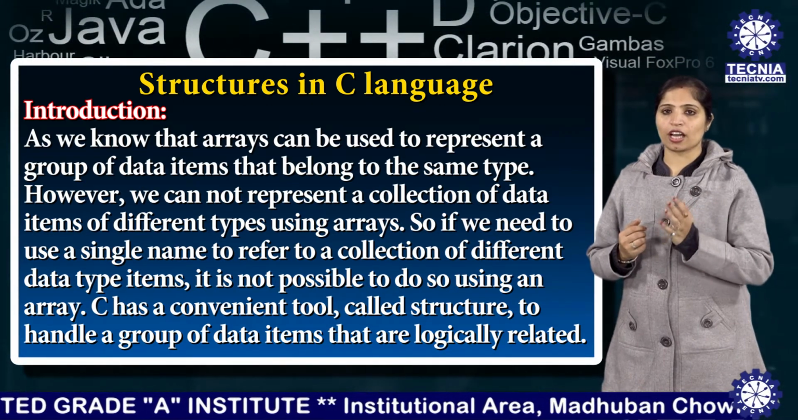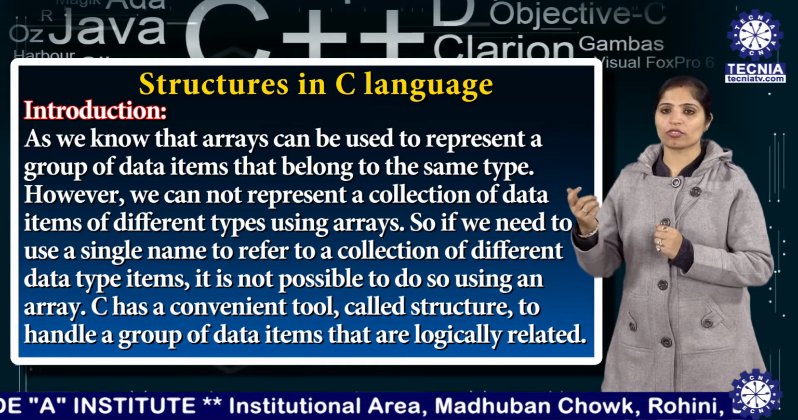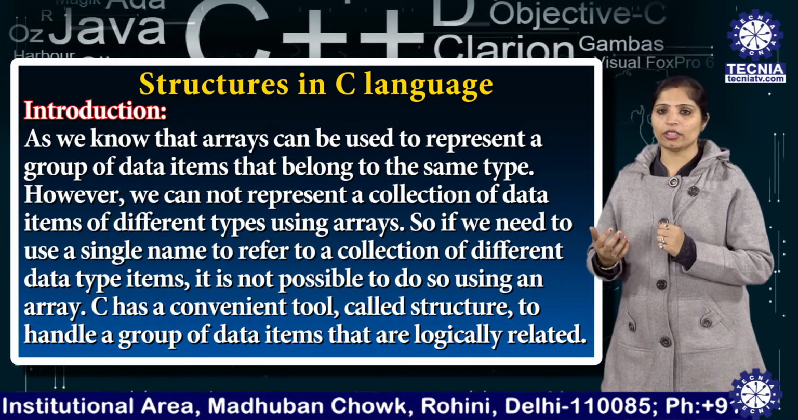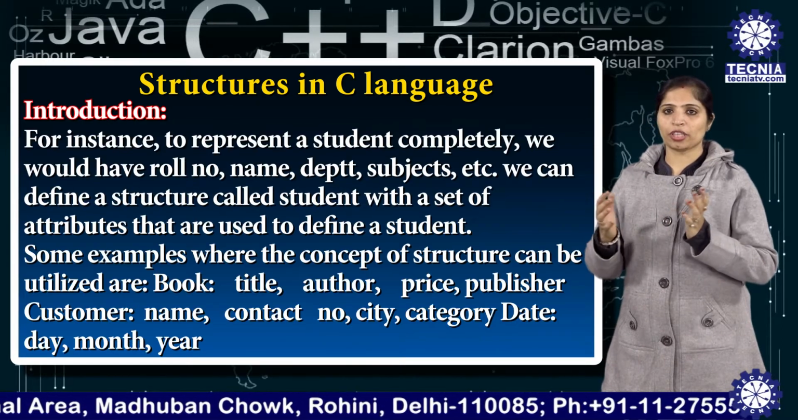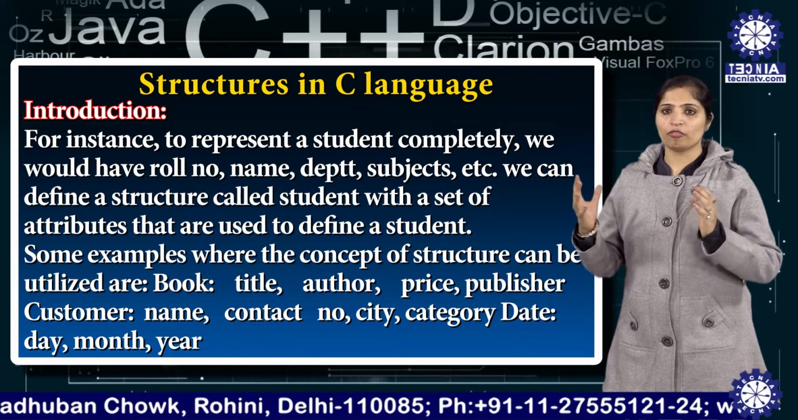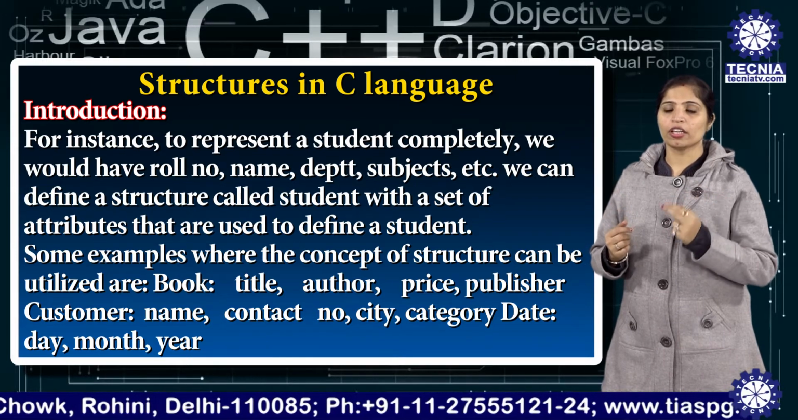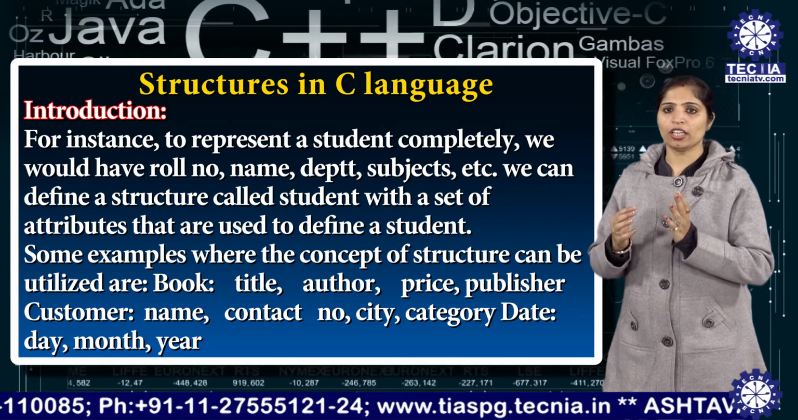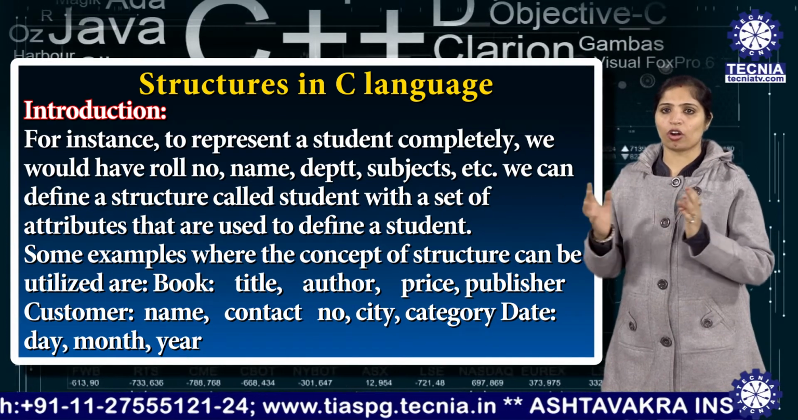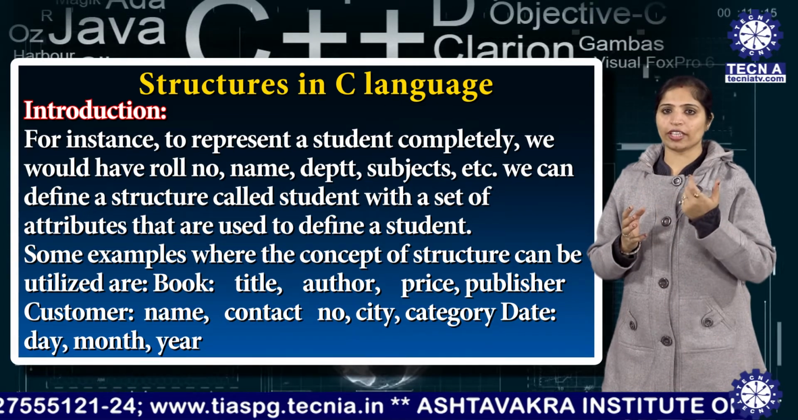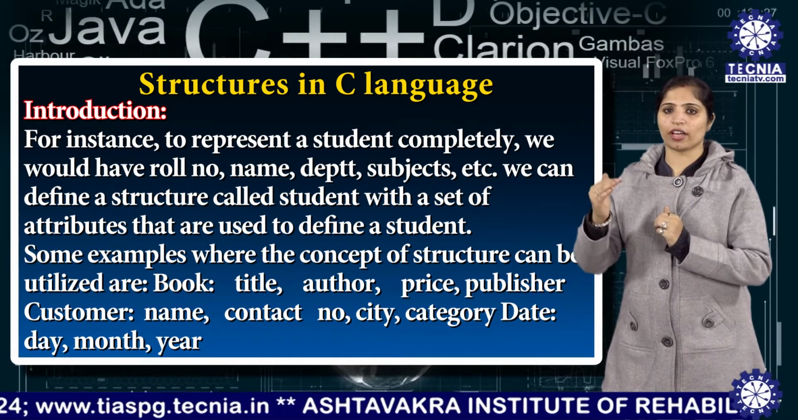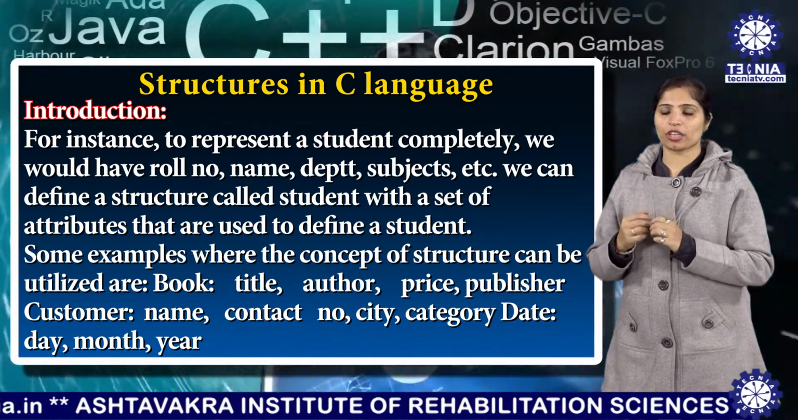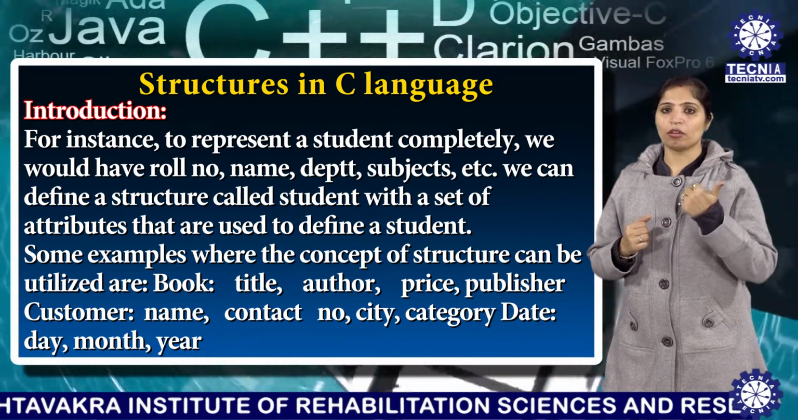So, C has a convenient tool called a structure to handle a group of data items that are logically related. For instance, to represent a student completely, we would have roll number, name, department, subjects and so many attributes, and we can define a structure called student with a set of attributes that are used to define a student. Some examples where the concept of structure can be utilized are book.